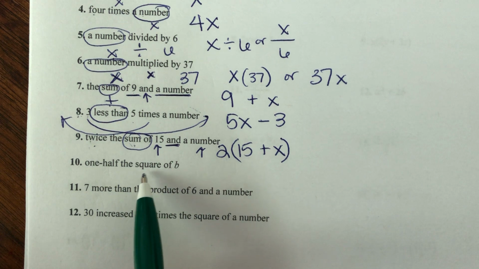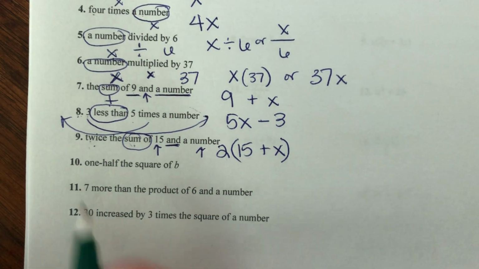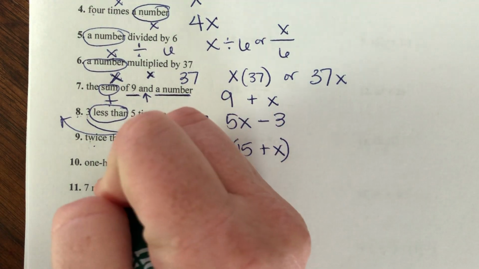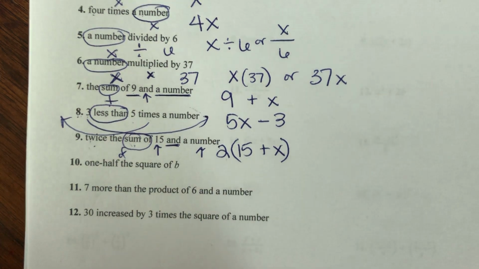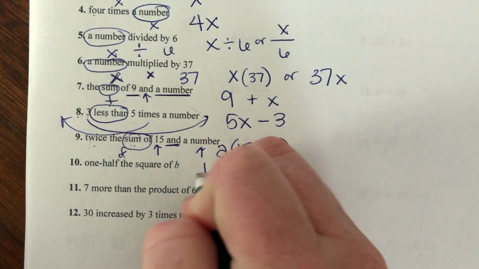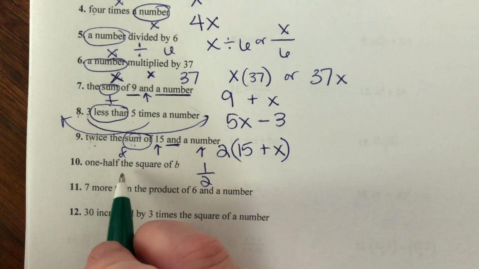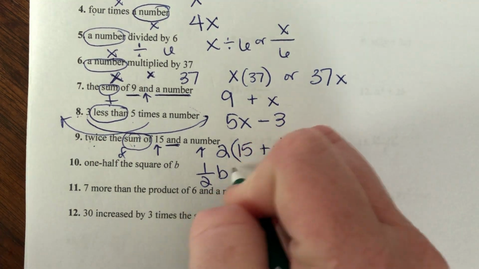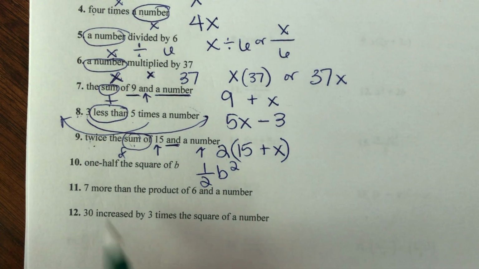10, 1/2 the square of b. 1/2, think of it as 1/2 of, so 1/2 times the square of b. Same thing as b squared.